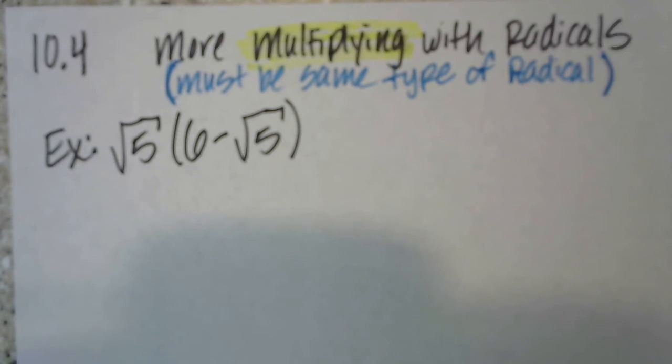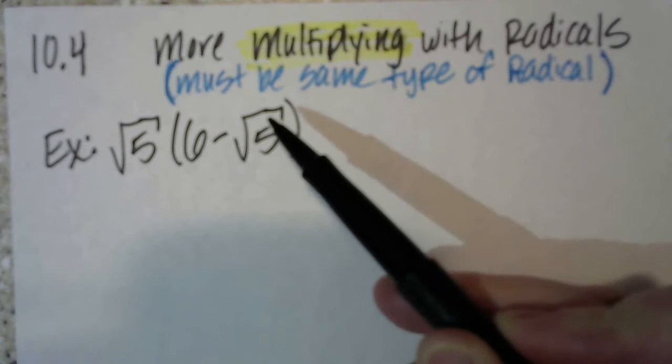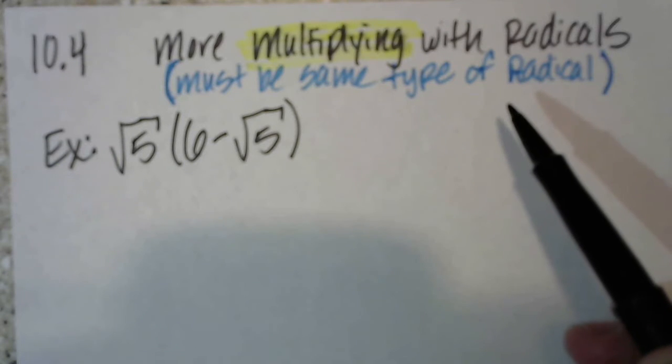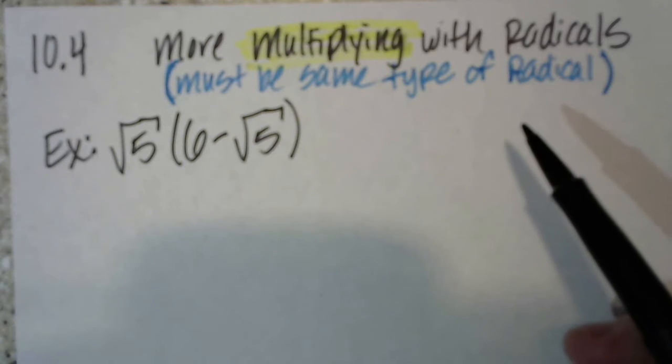Okay guys, I want to actually do a little bit more of section 10.4 in this video. As I said previously, part of 10.4 is about adding radicals and the rules you have to follow when adding radicals. But part of 10.4 also has some more multiplication. These examples include a combination of multiplication and sometimes addition. So remember, when you're multiplying with radicals, you have to have the same type of radical. Not necessarily the same thing underneath, but just the same type of radical.